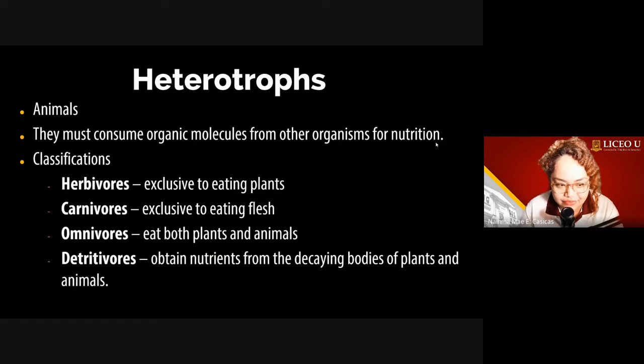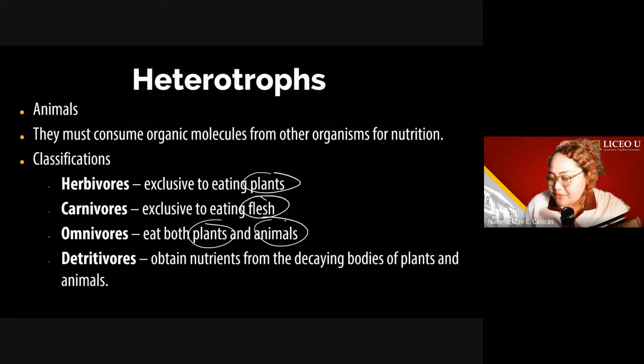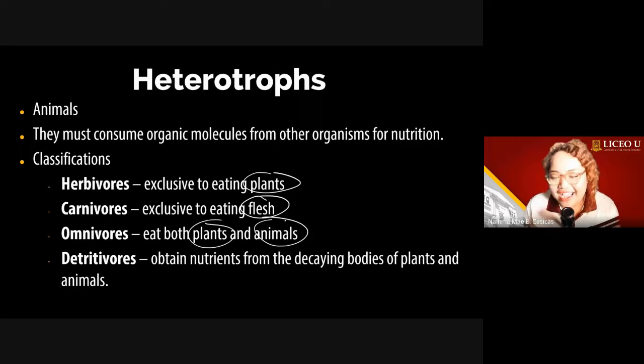When you say herbivores, they eat plants. So that's very obvious. And when you say carnivores, they eat flesh. They eat meat. Omnivores, they eat both. They eat plants and animals, just like us, humans. We eat vegetables and we also eat, I'm sorry, animal flesh. And then we have the detritivores. The detritivores get nutrients from decaying bodies of plants and animals.